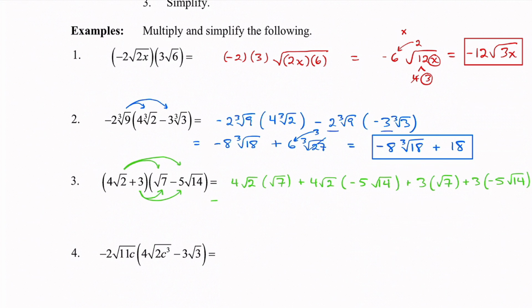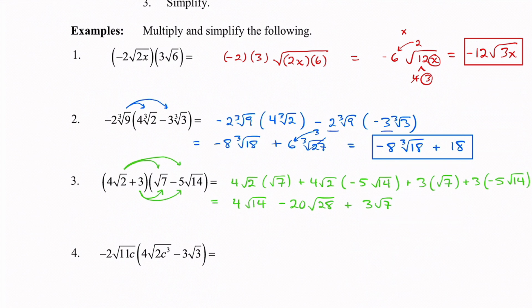So now that we have that, we can do our multiplications. So with this one, we're going to have 4 times, there's a hidden 1 there in front, so that's just equal to 4. And then 2 times 7, that's equal to 14. Then with the next one, we got a positive times a negative, so that's going to equal negative. And then the 4 times the 5, that is equal to 20. And then 2 times 14, that is equal to 28. So that's inside the radical. And then looking at the next one, 3 times root 7, that's just equal to 3 root 7.